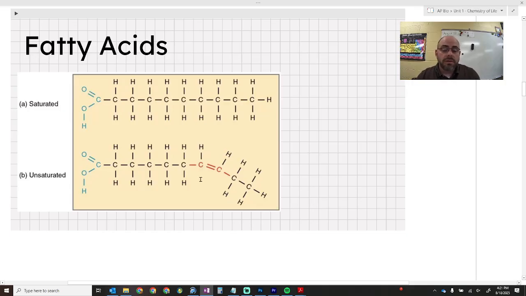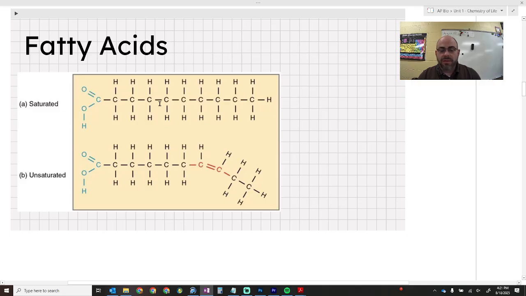What about here? Yeah, there's some space for some more hydrogens. Of course, you had to break these bonds. You had to cram them in there artificially, which we'll talk about. But an unsaturated fat in natural form is bent, and so it's a liquid. This is like vegetable oils.